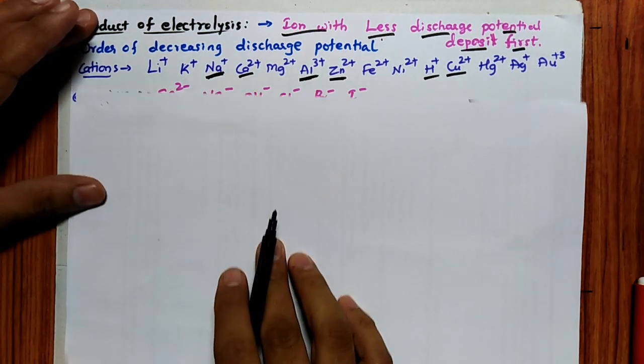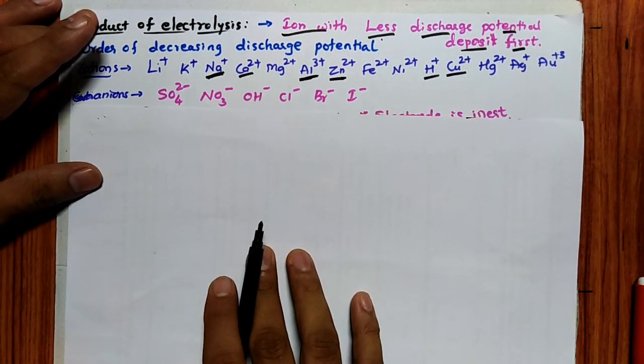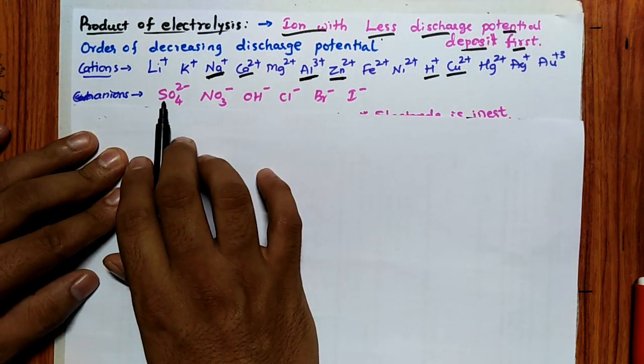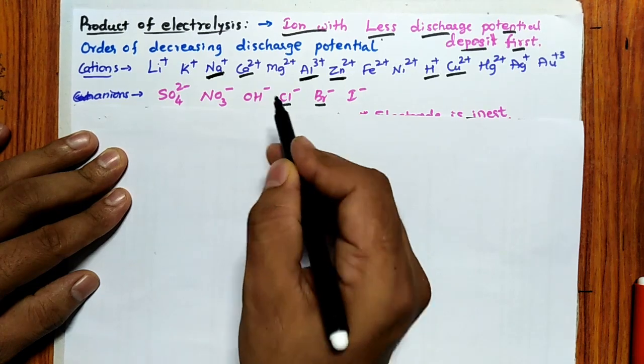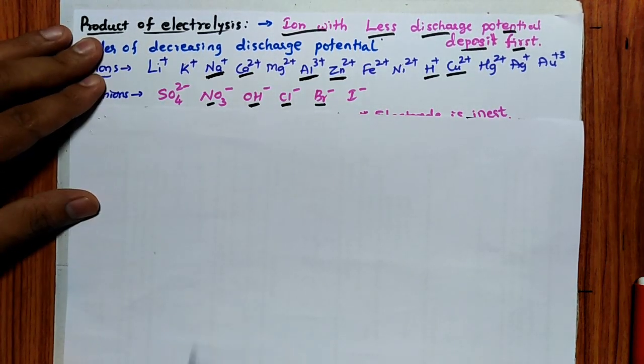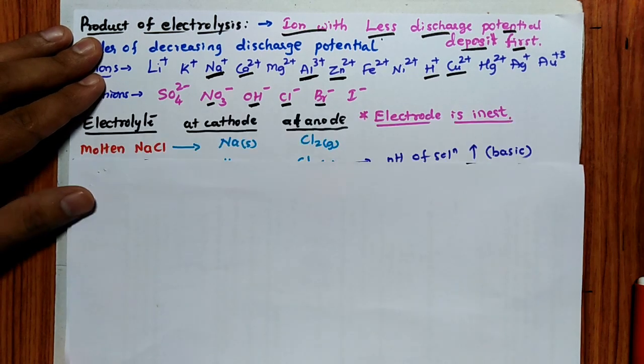Like that. Then anions. Anion order you remember: I minus, Br minus, Cl minus, OH minus, NO3 minus, SO4 2 minus. Each one will deposit first compared to the one after it. Like that. Now we will see the products of electrolysis.